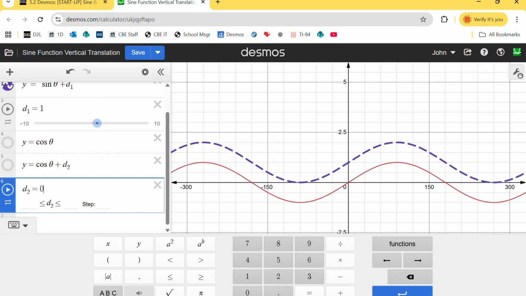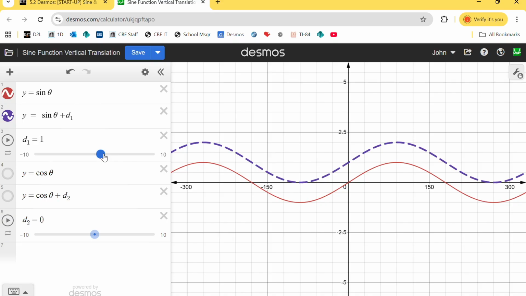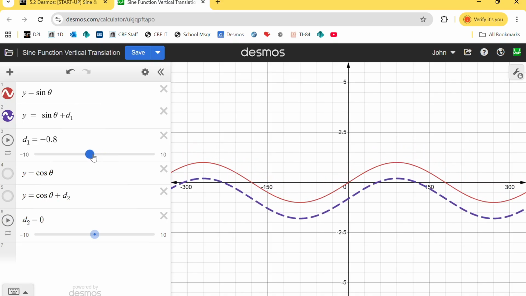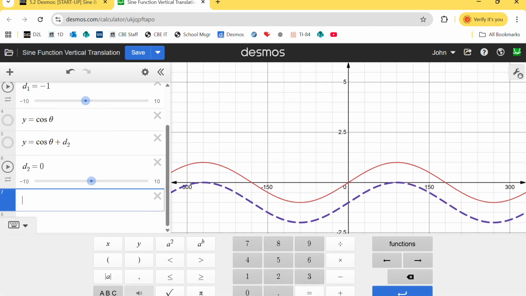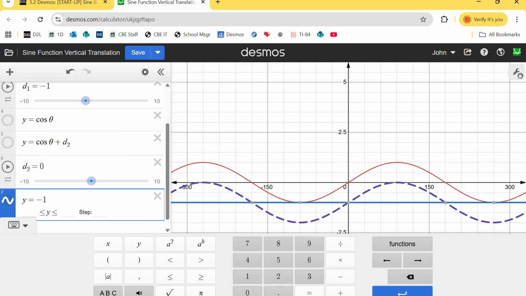Likewise, if I go with a negative value, it's going to displace the graph down. And the same idea applies: our sinusoidal axis shifts down to y equals -1, where it used to be at 0, but now it's at -1. Okay, so that's the sine function with vertical displacement.